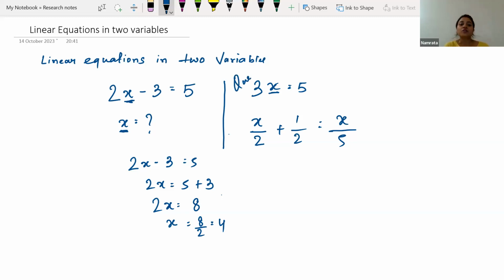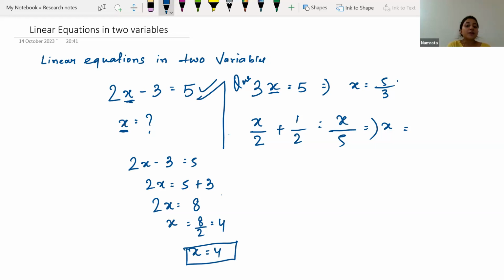Similarly, in our next question, if we will try to solve it, we will get x value as 5 over 3. Similarly, here also, we will get something as a value of x. So what are we getting? We are seeing that when we are solving linear equation in one variable, there is only one solution we are getting. Or we can say that there is one value of x. Only one value of x we are getting when we are solving this equation. X equals to 4 is the only value which will satisfy this equation. X equals to 5 by 3 is the only value which will make this equation true.